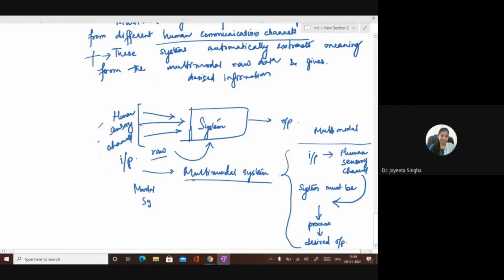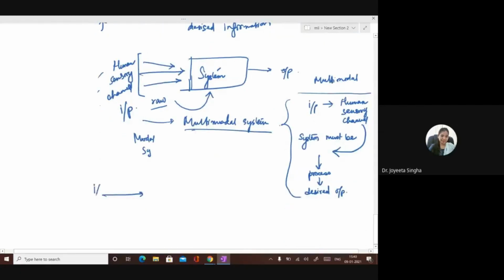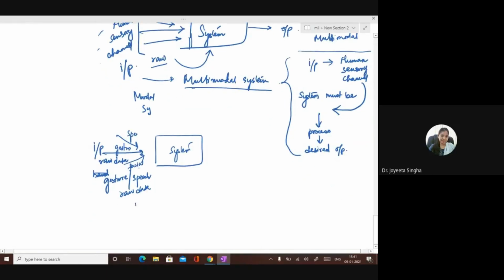So I'll repeat again. What is a multimodal system? The input will definitely be your raw data. Either you will be using your hand, or gesture, or your speech. These are all raw data. Say this is speech, this is gesture, this is your facial expression or something like that, and this is the system. So the first thing is that the input will be your human sensory channel. Second, the system will take up the raw data and process it into meaningful information so that you get the desired output.